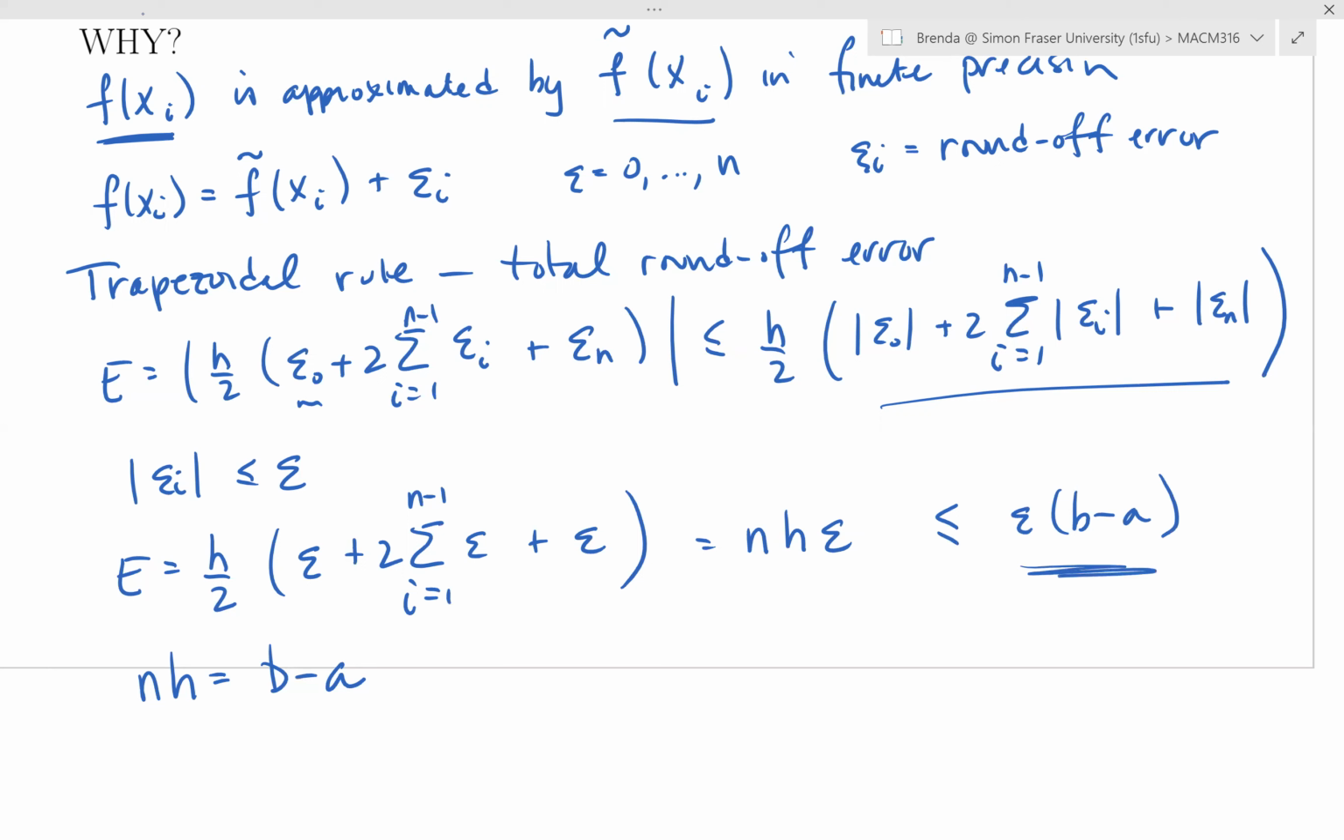So check this out. That is independent of the number of calculations. That's why it's robust. Okay, main point.